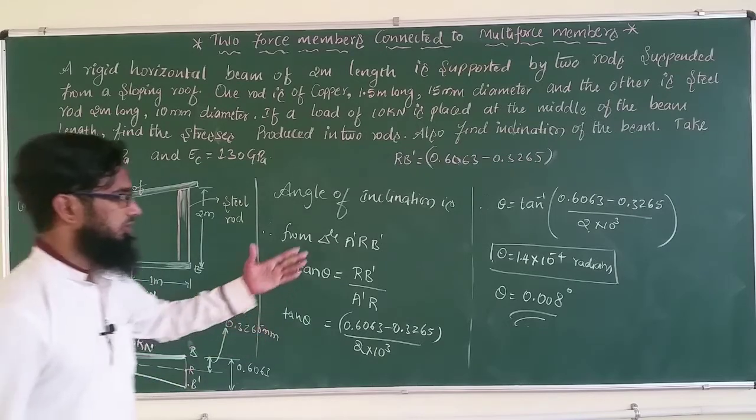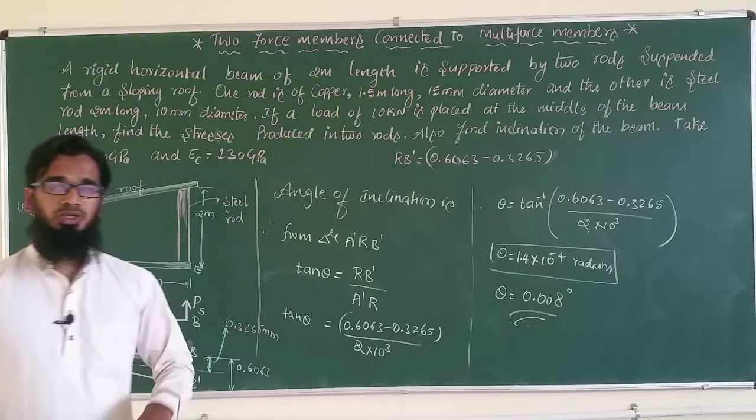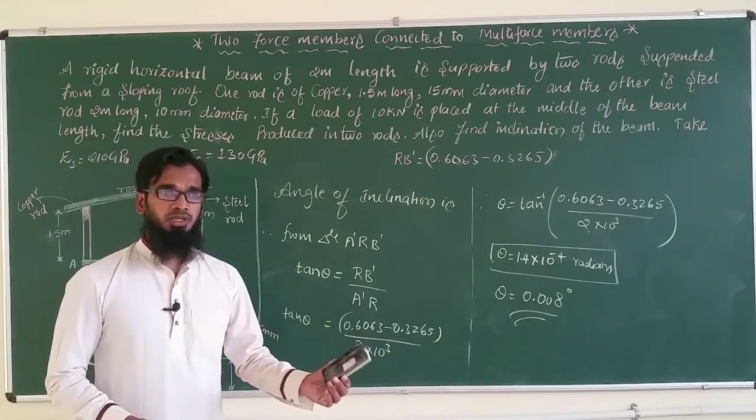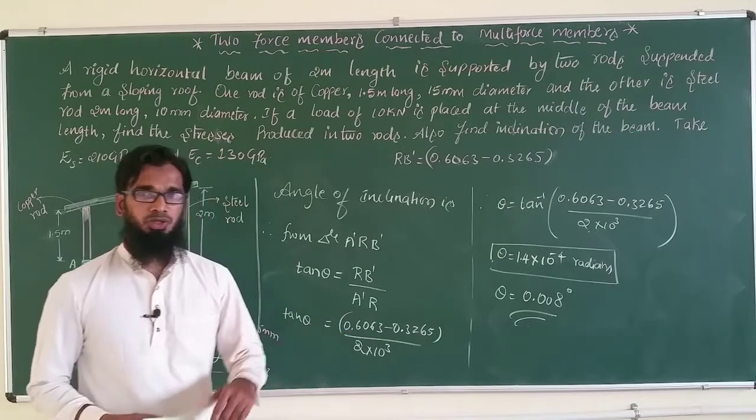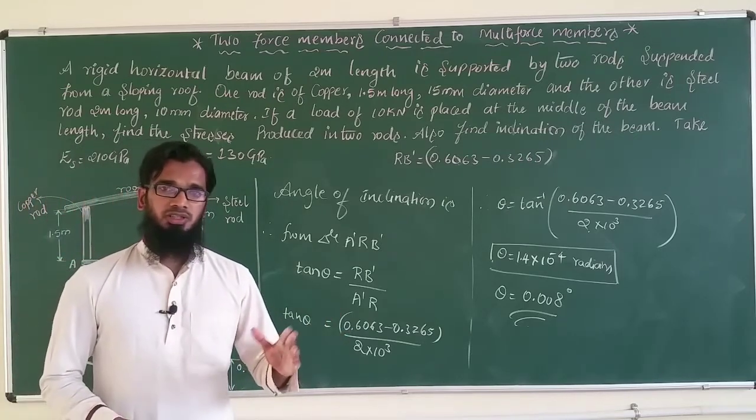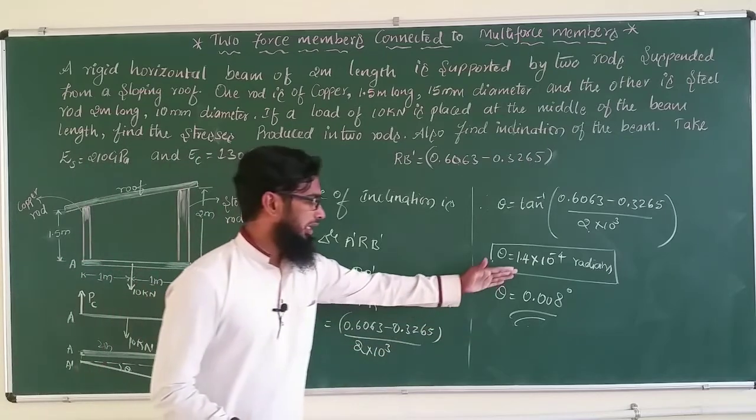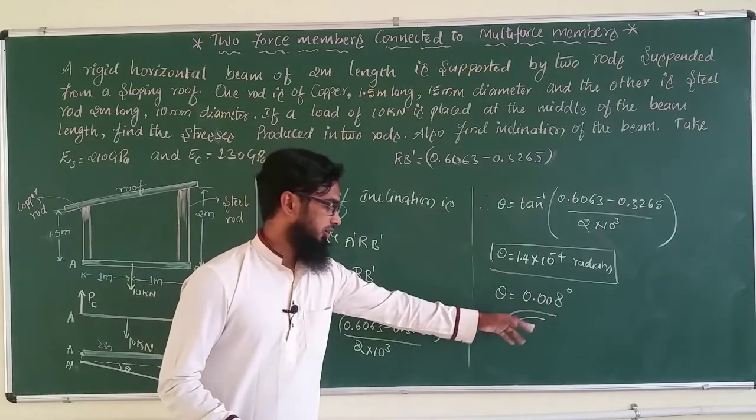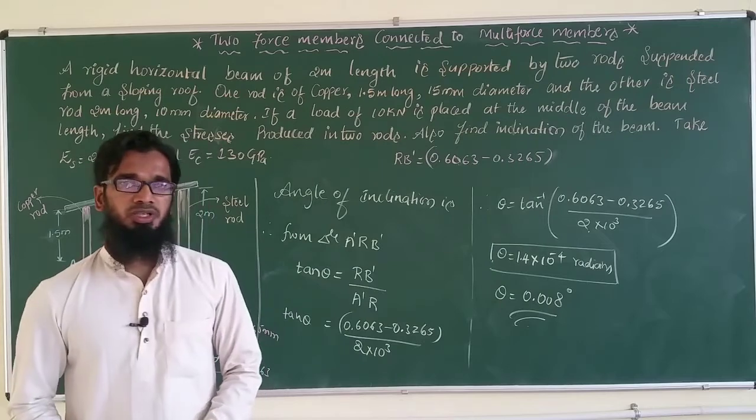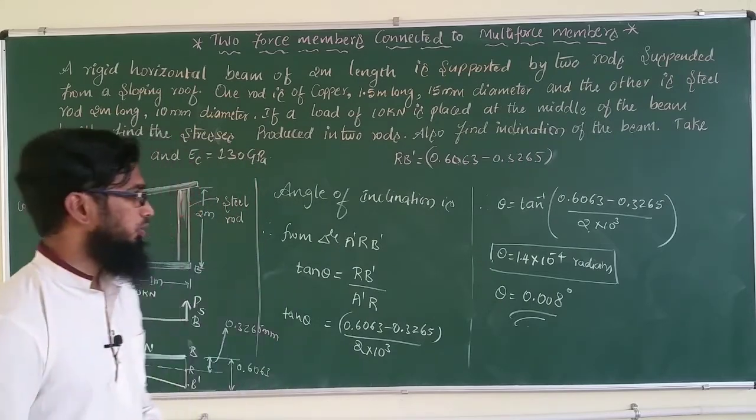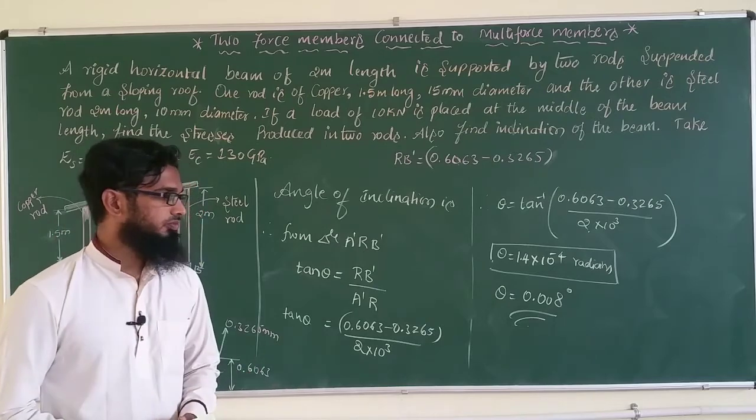For that we calculated the stress in each member. After finding that, we calculate the changes in length in both the copper and the steel rod. There will be a difference between the two, and from that data we can calculate the angle of inclination. What we are getting here is 0.008 degree, or 1.4 into 10 power minus 4 radians. I hope you have understood this problem.